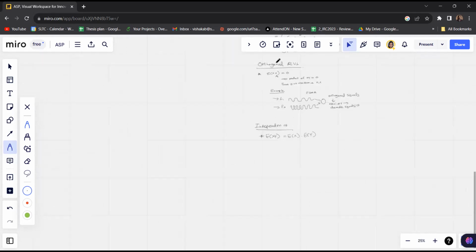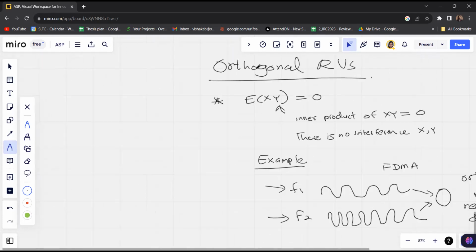right? So in the orthogonal case, once we take the product, it's going to be 0. The reason is that these two random variables are totally not related at all. They are working in two different dimensions, and because of that, the behavior of one random variable does not affect the other random variable at all.